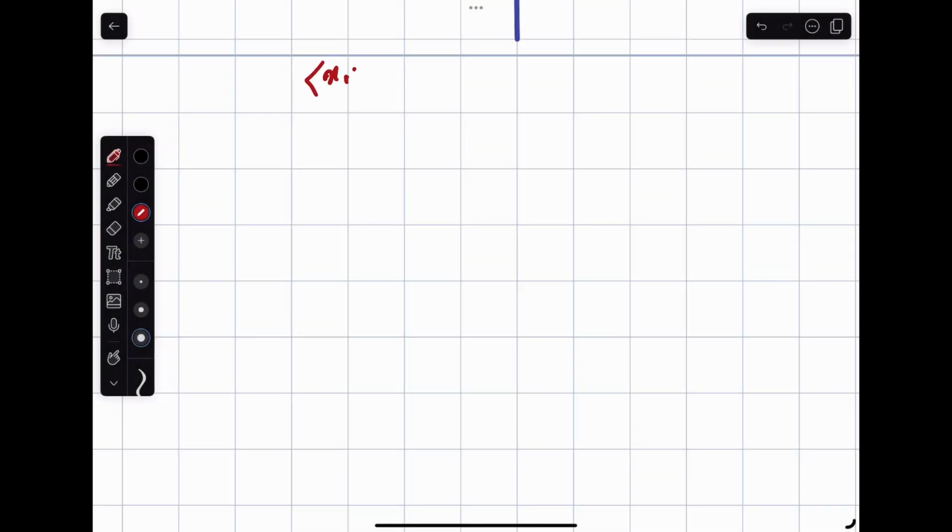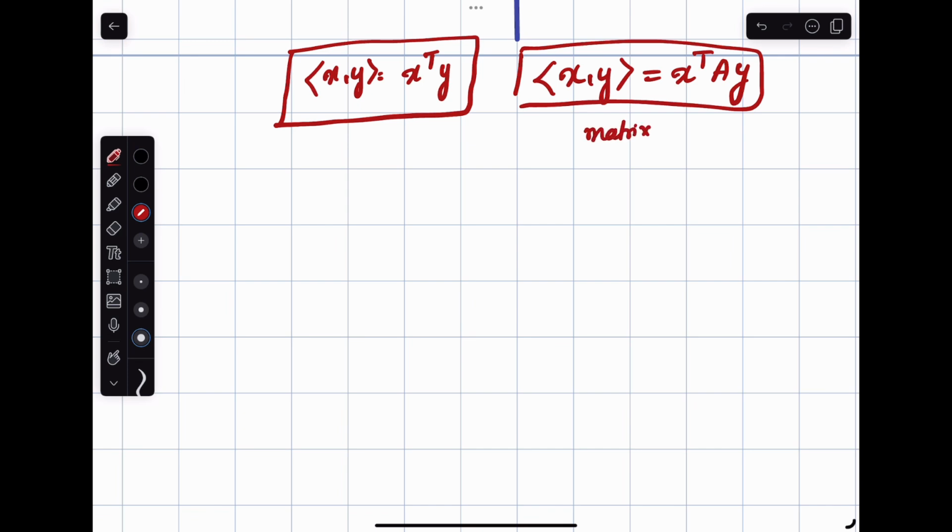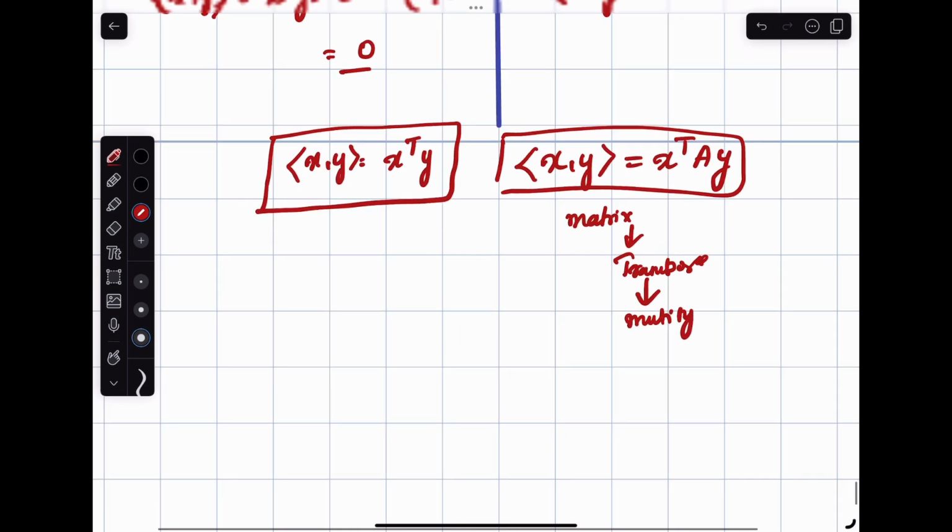And always remember why I have written the inner product of x comma y as x transpose y. There is one more formula for finding the inner product in terms of matrices: the inner product of x comma y is equal to x transpose into A into y, where A is a matrix. Please remember this formula. If you have the matrix, you have to find the transpose, then multiply and calculate.